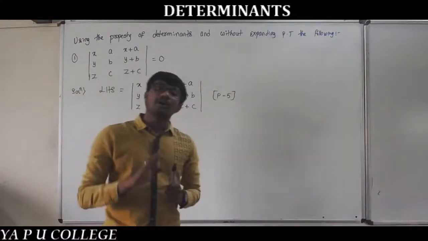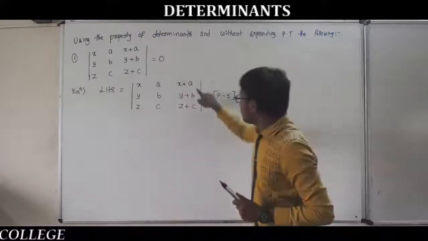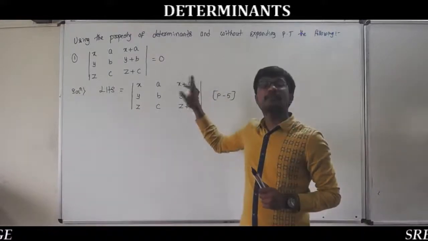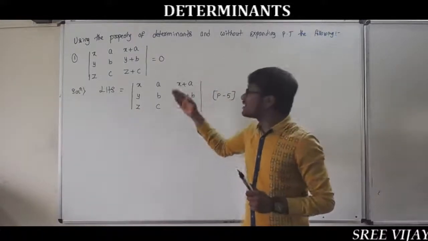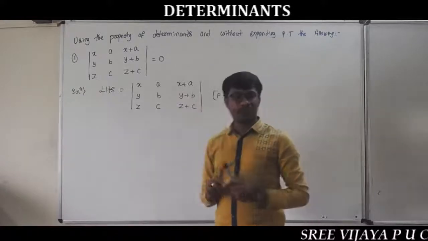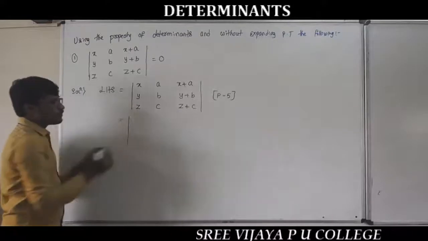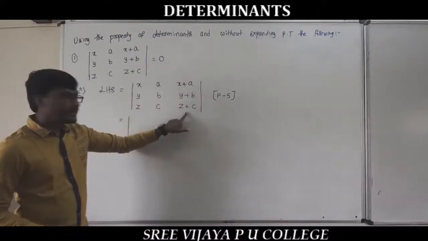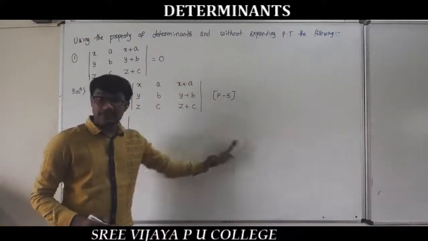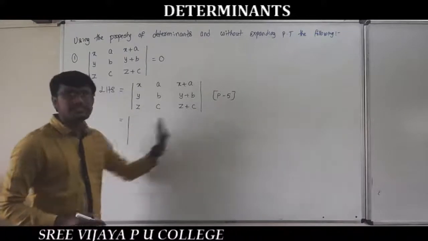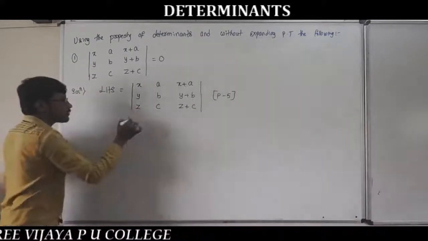A row or a column can be expressed as sum of two or more terms, then the given determinant can be split into two or more determinants. So what you can do, column 3 can be written differently in the first and second determinants, and column 1 and column 2 are the same in the first and second determinants. So what is the column 1?